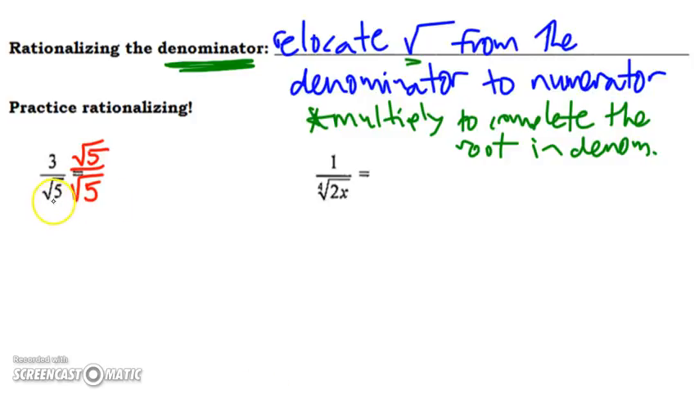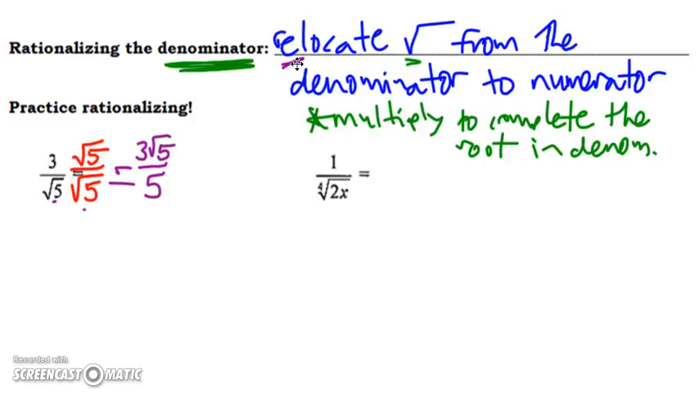Because I know that the square root of 5 times the square root of 5 is going to be the square root of 25, which is just the number 5. And then on the top, 3 square root 5 stays as 3 square root 5. But I have successfully relocated the radical. It's no longer in the denominator. It is okay that it is in the numerator.